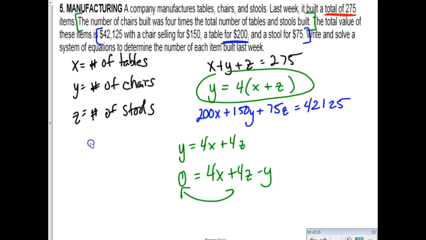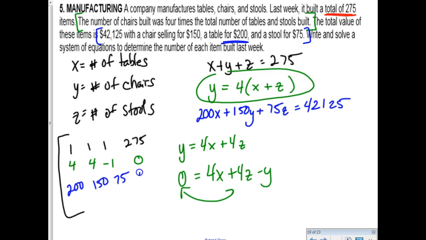So when you go to enter your augmented matrix, your coefficients are, for this top one, that's easy, 1, 1, 1, 275. For this green one, it's 4, 4, negative 1, 0. And then for this blue one, it's 200, 150, yuck, 75, and 42,125. What did I screw up? Say again, I'm sorry. Oh, thank you. That's bad. This is not at all in the right order. Reverse these. Good call.